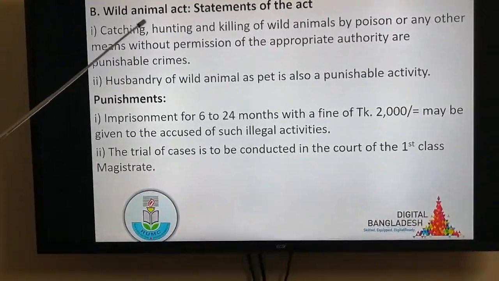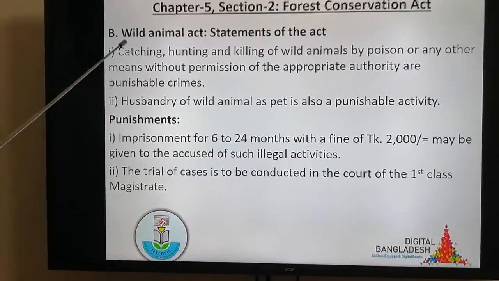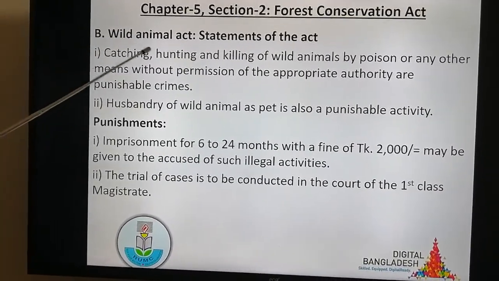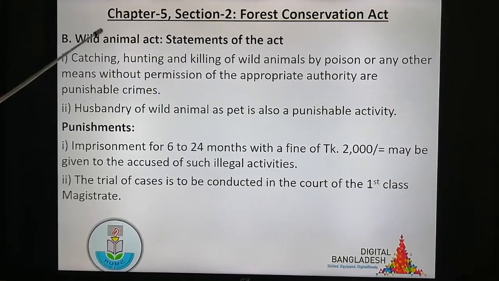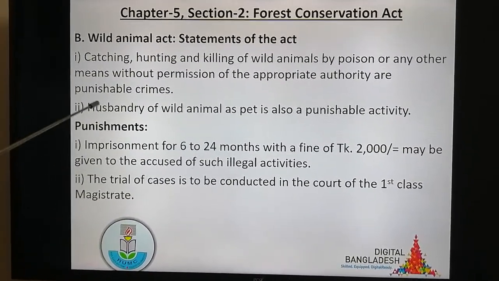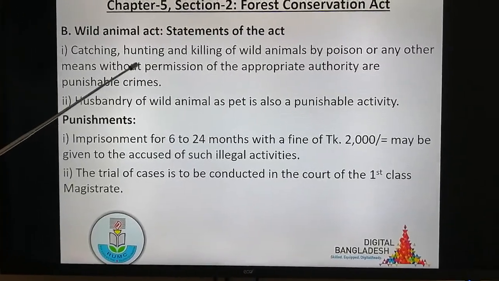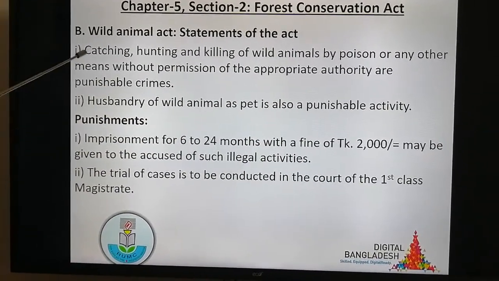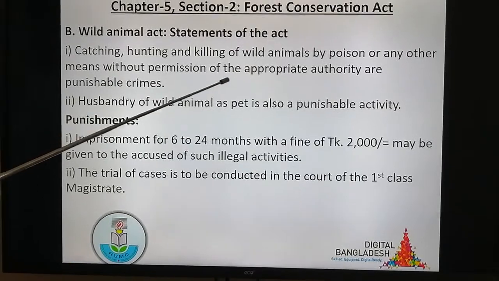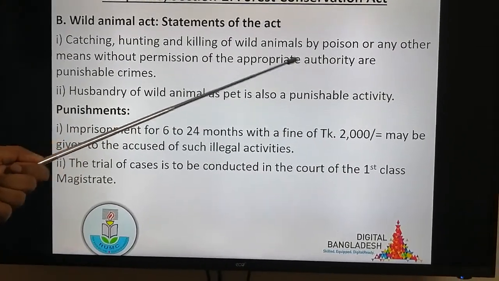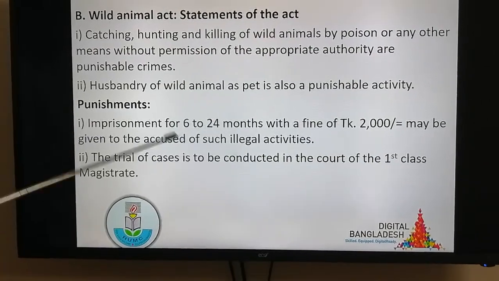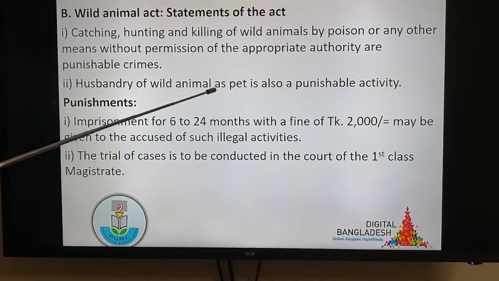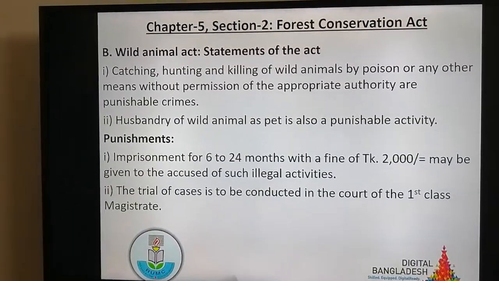What is the Wild Animal Act? It means we have some laws and regulations to preserve or conserve wildlife in the forest. What is the statement? Catching, hunting, and killing of wild animals by poison or any other means without permission of the appropriate authority are punishable crimes. And number two, husbandry or rearing of wild animals as pets is also a punishable crime.